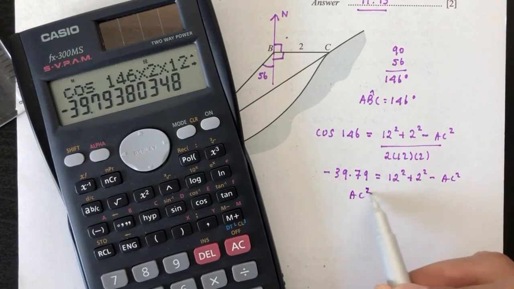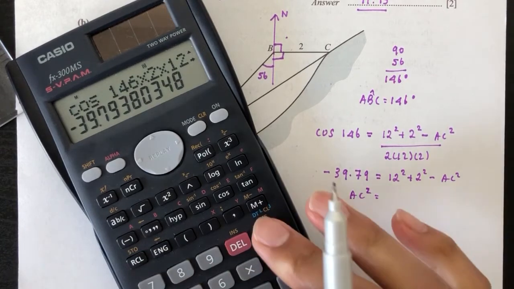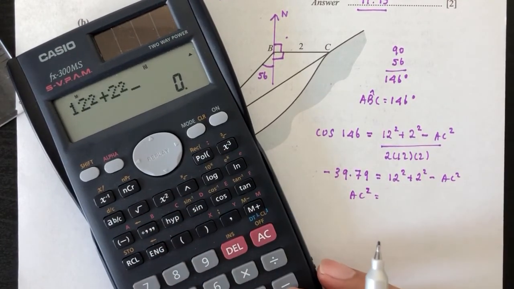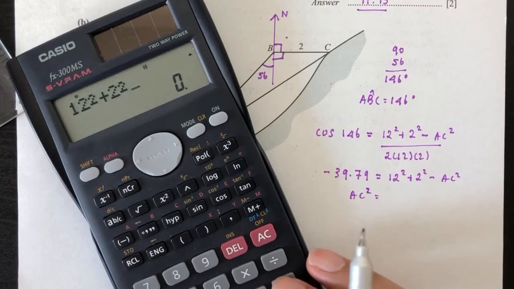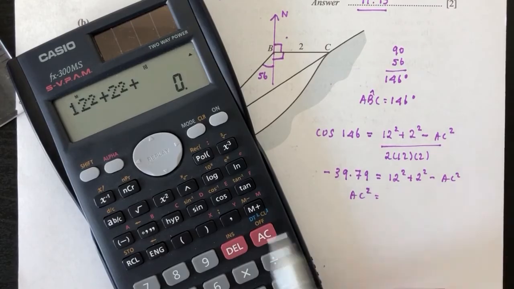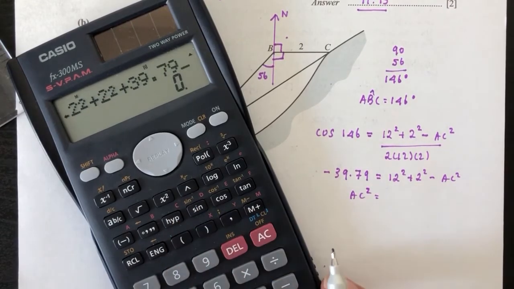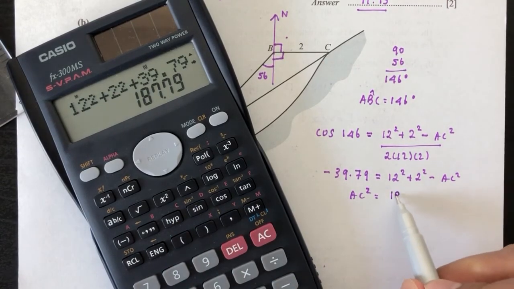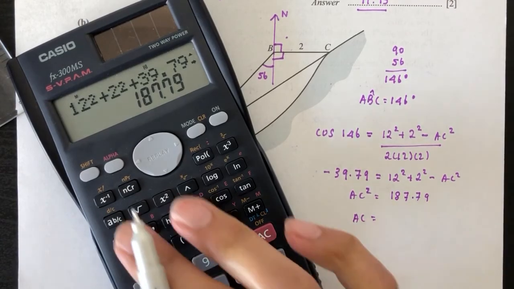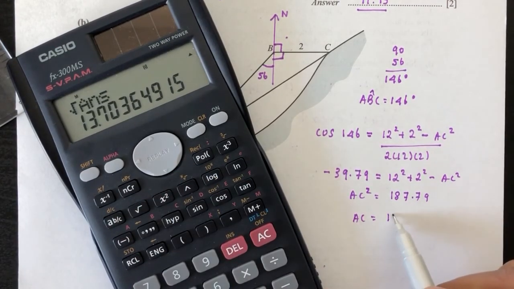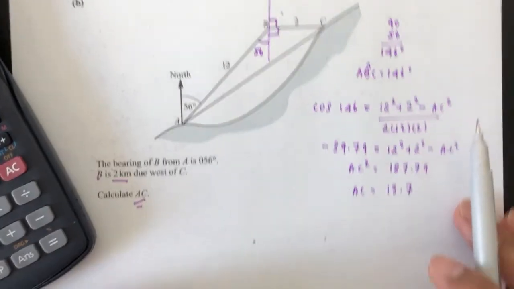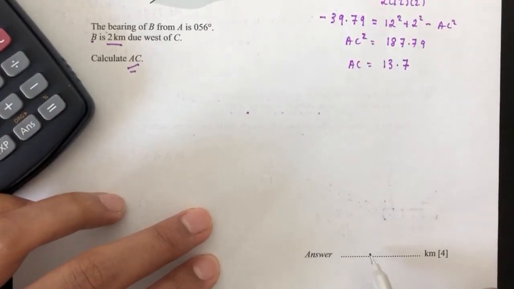So AC squared will be equal to what? 12 squared plus 2 squared. You have to plus the answer. So plus, because plus 39.79, that will be 18.79. So AC will be the square root of that. That will be 13.7. So this length will be 13.7 km.